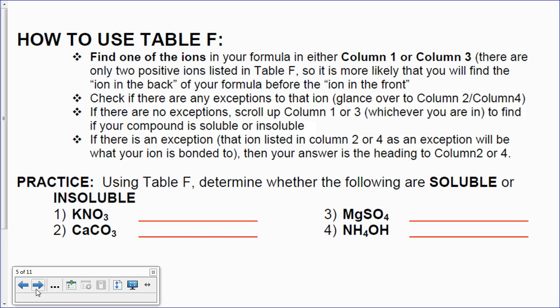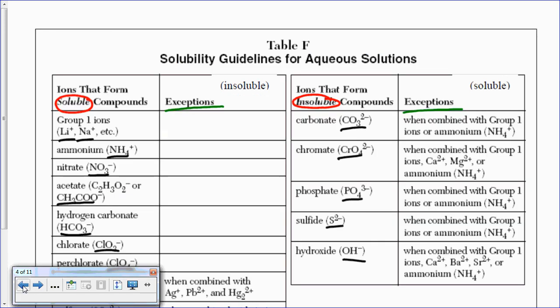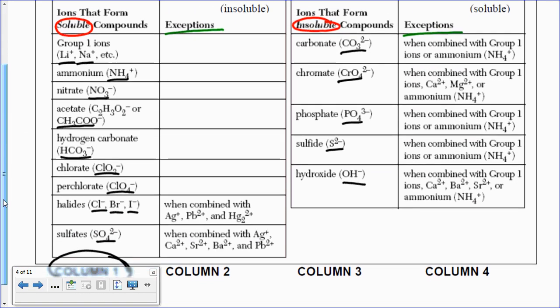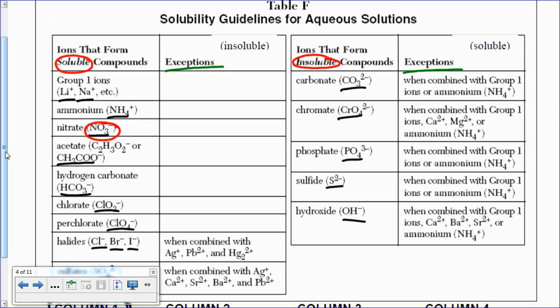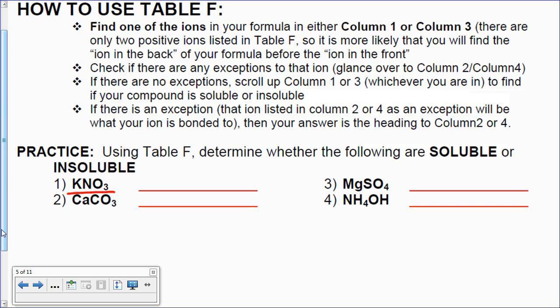So let's do a couple of these because the only way we're going to get it is practice, practice, practice, practice. So we're looking at KNO3. Flipping back, we've got to find a K or an NO3. Well, K, I don't see a K anywhere, but I do see NO3 right here. And it says nitrates, as NO3, are soluble compounds, and there's no exceptions. So KNO3 must be soluble.